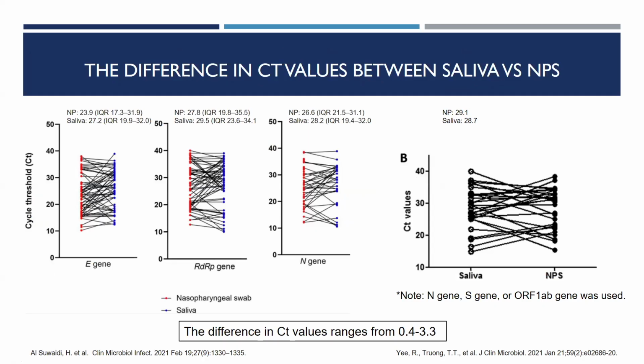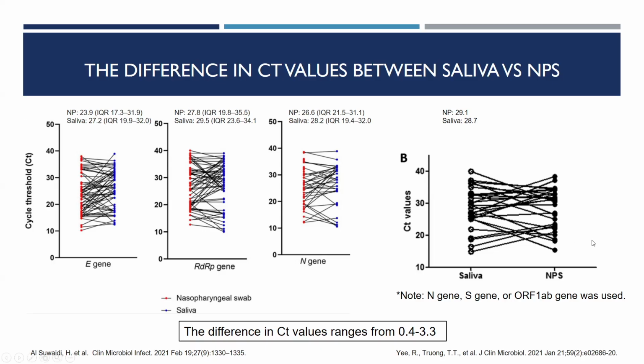Another thing that people looked into was the difference in the CT values between saliva versus NP swab specimens. So the study on the left actually looked into the CT values of three different genes for SARS-CoV-2, the E gene, RdRp, and the N gene. Overall, doesn't matter which gene it was, they actually were able to show that the CT values for the NP swabs were lower than the CT values achieved by the saliva specimen.